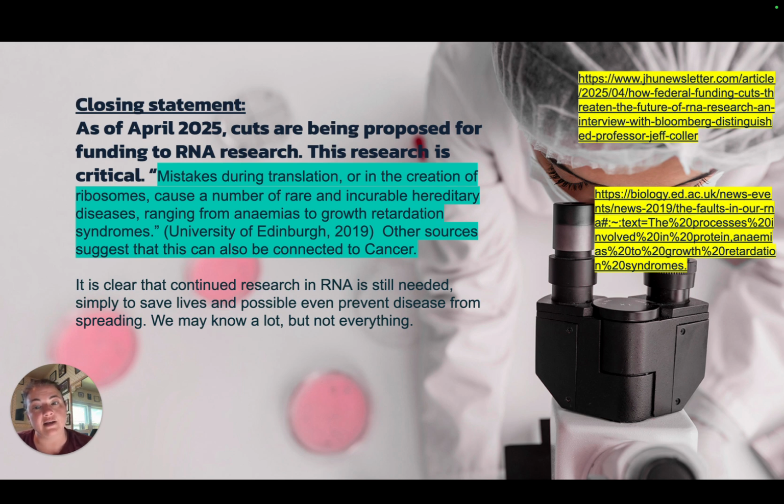Now, according to the University of Edinburgh in 2019, mistakes during translation or in the creation of ribosomes cause a number of rare and incurable hereditary diseases, ranging from anemias to growth retardation syndromes. Now, other sources have suggested that somewhere in that process, you could also develop a probability or even diagnosis of cancer. To me, it's clear that RNA research cannot afford to be cut because this can simply save lives or possibly even prevent diseases from spreading.